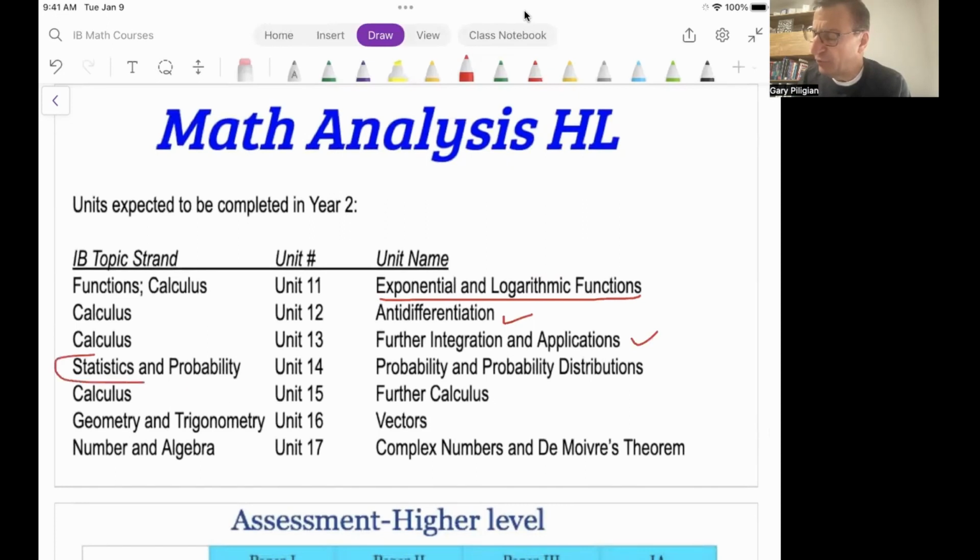Then we'll take a little detour into probability and probability distribution. Probability is grade 9, and then probability distributions will be the newer content. And then we'll close out the year with 3 pretty challenging units. One is called further calculus, which sounds kind of scary, but it's differential equations, L'Hopital's rule for evaluating limits, and Maclaurin series. So they're pretty advanced topics in calculus. Then we'll do a unit on vectors, which is out of the geometry strand, and then we'll finish up with a unit on complex numbers.